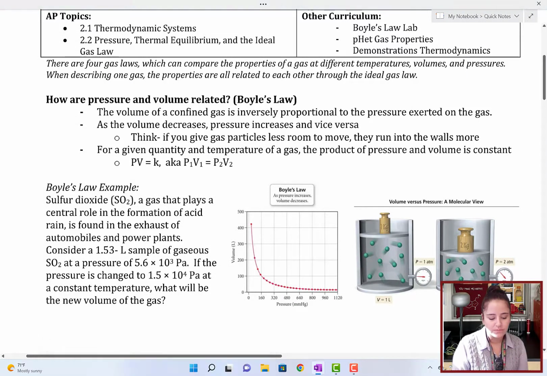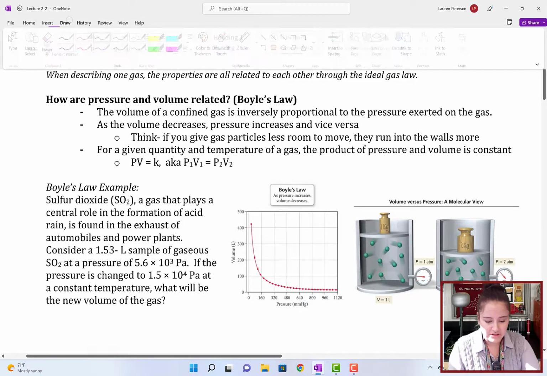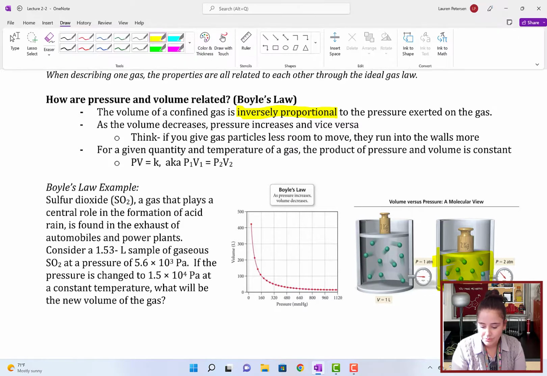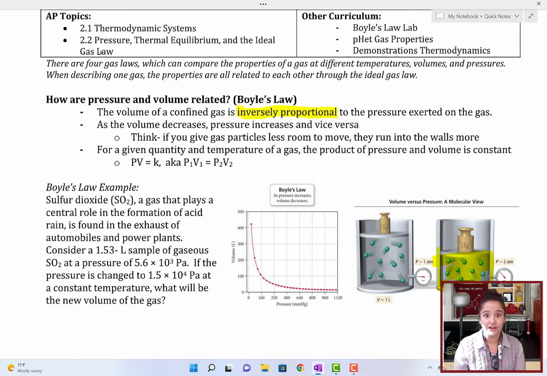Okay, so how are pressure and volume related? This is Boyle's law. Okay, they are inversely proportional. As the volume decreases, if you give the gas particles less room to move, they're going to run into the walls more. That makes sense. Now, for that inverse relationship, that means P times V is a constant.